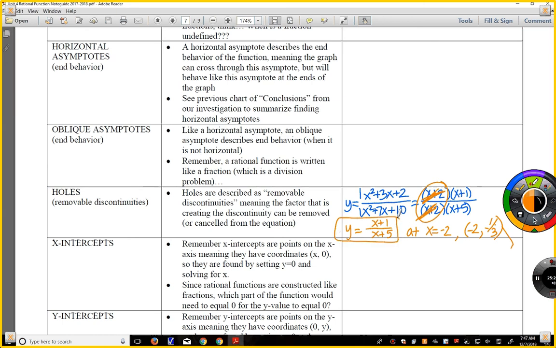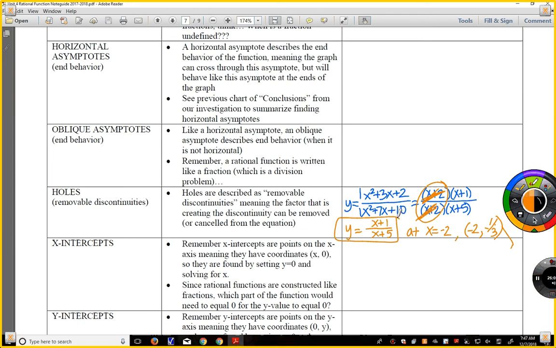So in this function, what would my vertical asymptote or vertical asymptotes be? Where would they be located? -5. Would there be a vertical asymptote at -2? No. That did make the denominator undefined, but in a different way than the x plus 5 does. The x plus 2 factor is creating a removable discontinuity, which is a hole. The x plus 5 factor is creating a non-removable discontinuity, which is a vertical asymptote.